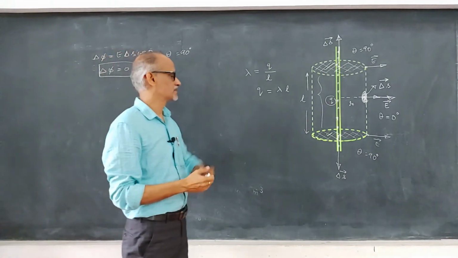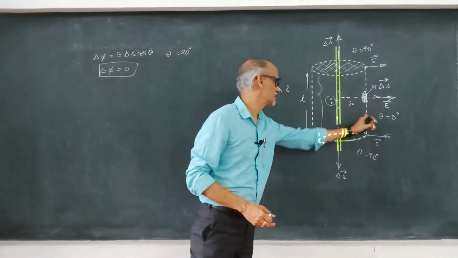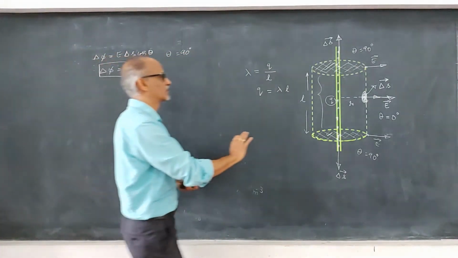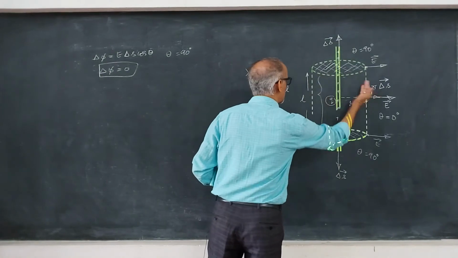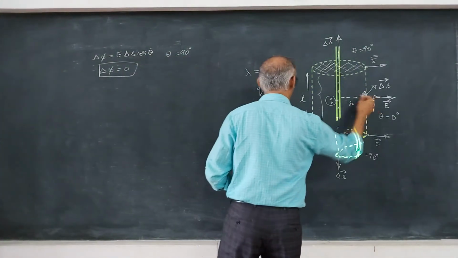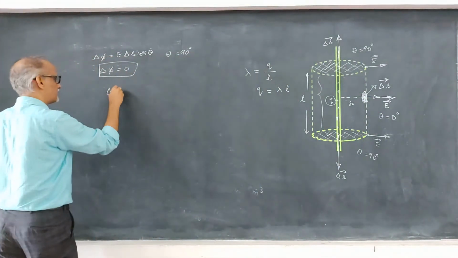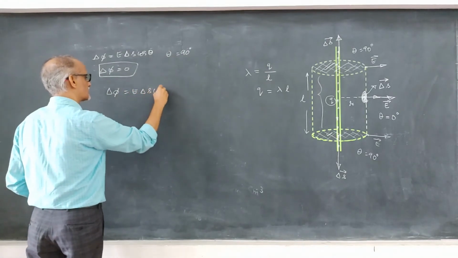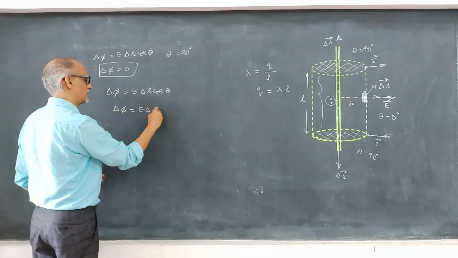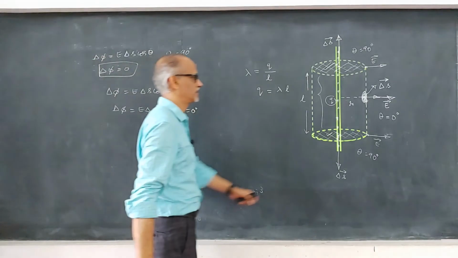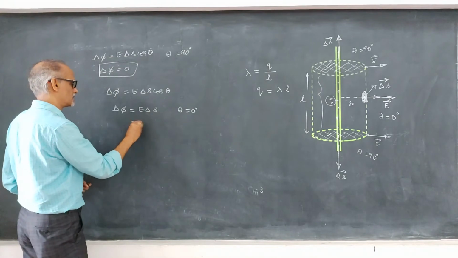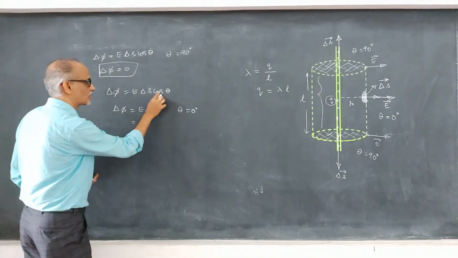If the flux through both the surfaces is 0, then we are left with only this surface, right? So what is the flux through the lateral surface? Let's measure that. The flux through this small surface, delta phi, is equal to E delta S cos theta. Here theta is 0, so it's E into delta S, because cos 0 is 1.